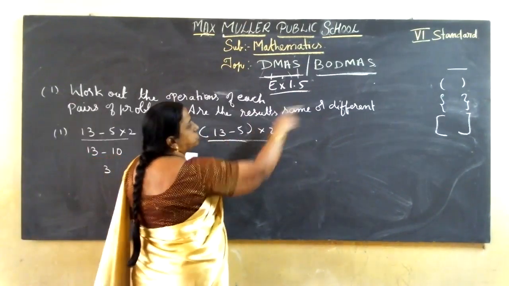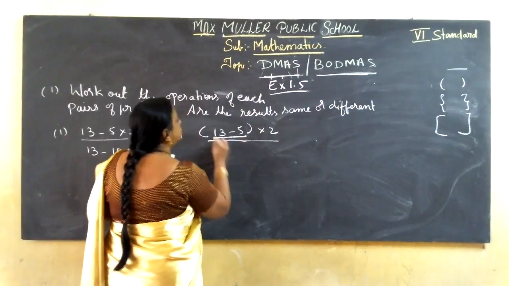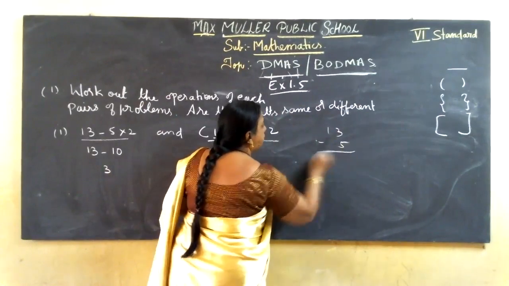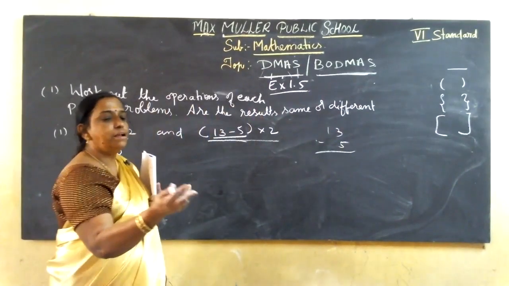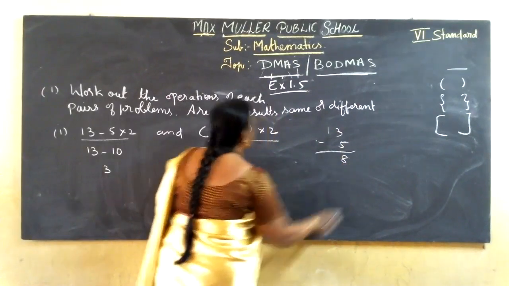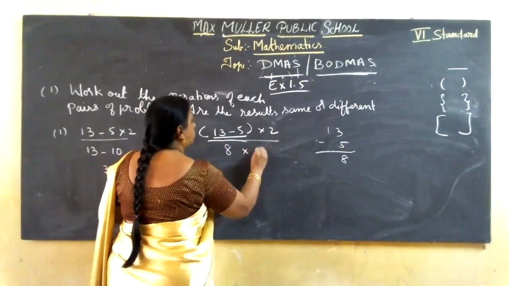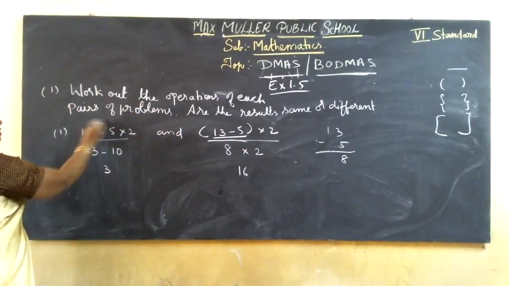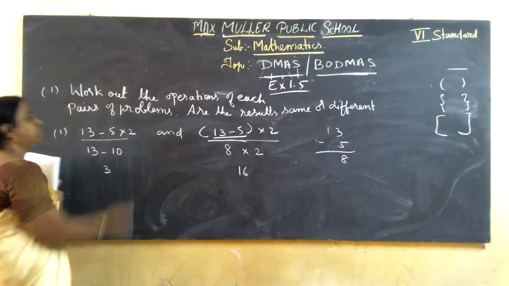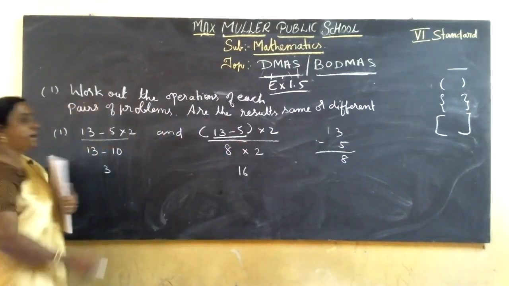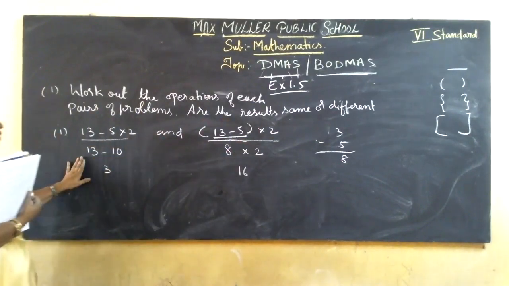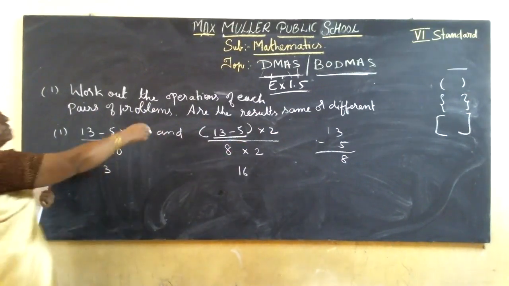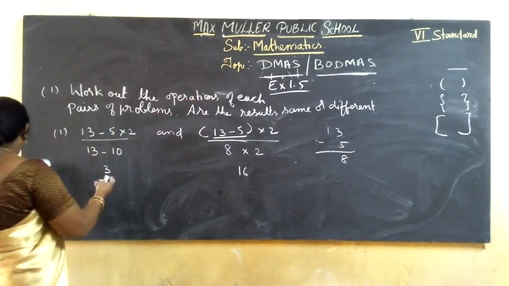Brackets are there. First what you should do, solve the bracket. So 13 minus 5 is equal to what? 13 minus 5: after 5, 6, 7, 8, 9, 10, 11, 12, 13, we get 8. So what we got? 8. 8 into 2. 8 2s are what? 16. So we didn't get same answer. But same numbers, here also 13 minus 5, here also 13 minus 5, here into 2, here also into 2. But here bracket is present, here brackets are not there. So we didn't get same result. Result means what? Answer. So what you should write? Are all the results same or different? No, we got different answers.